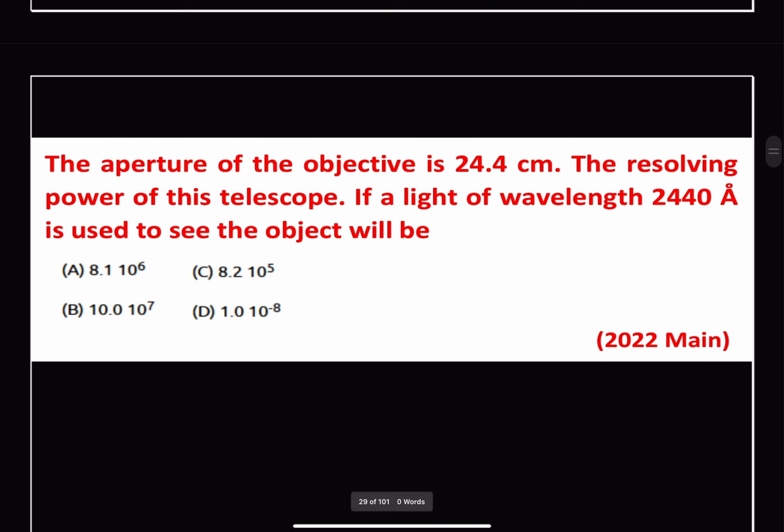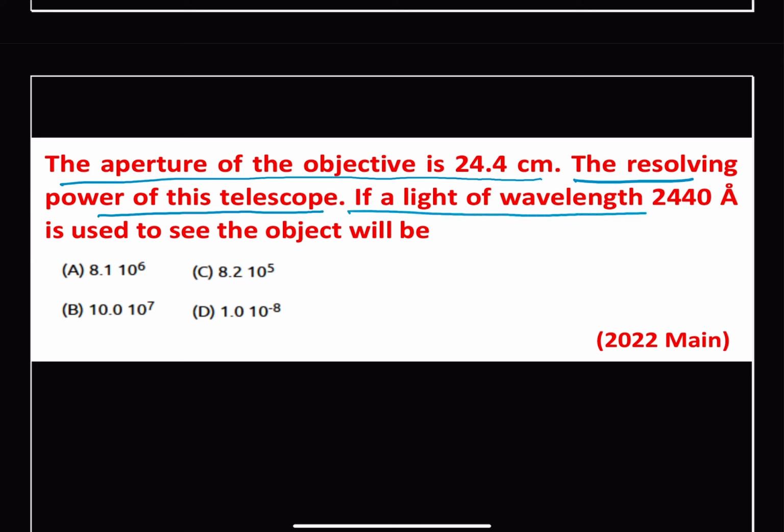Next question. We are given that the aperture of the objective is 24.4 centimeters. The resolving power of this telescope, if light of wavelength 4400 angstrom is used to see the object, will be.